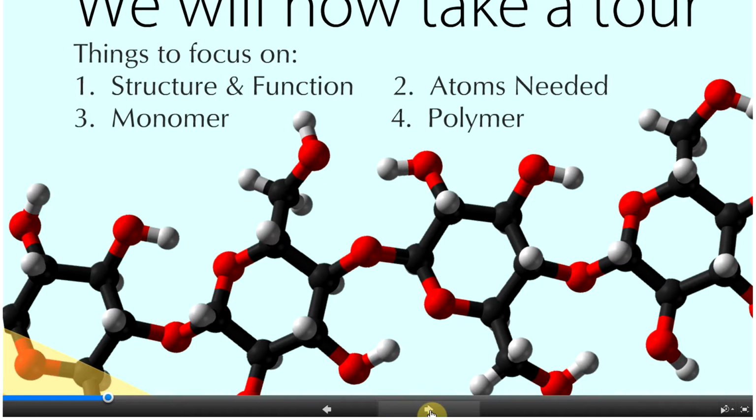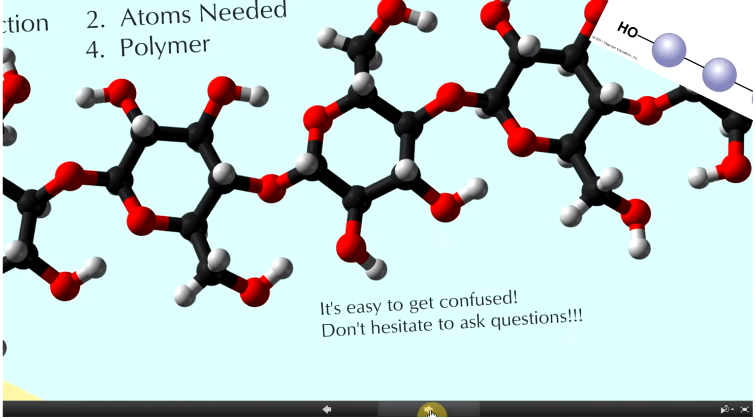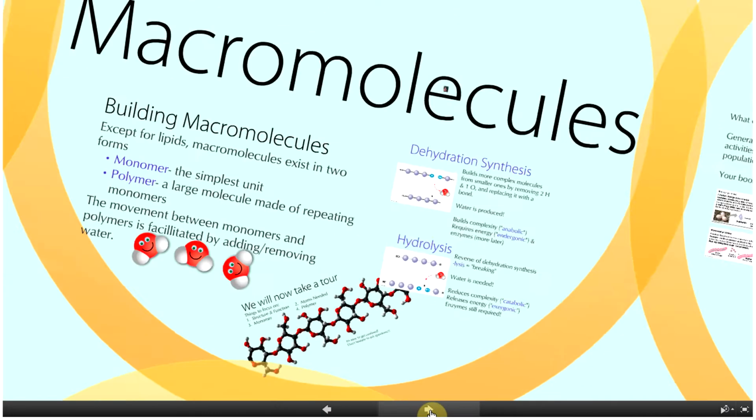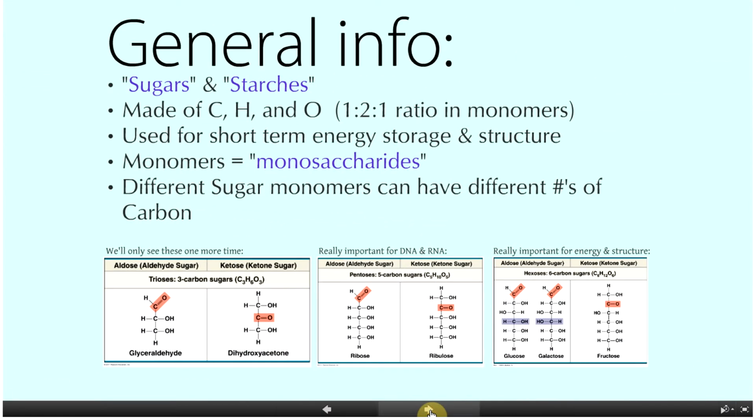All right, guys, we're back. So again, the first one we're going to take a look at is the carbohydrates. Little general information for you about the carbohydrates. These consist of simple sugar molecules as well as more complex polymers like starches.